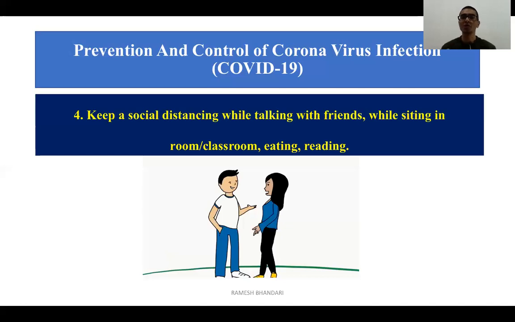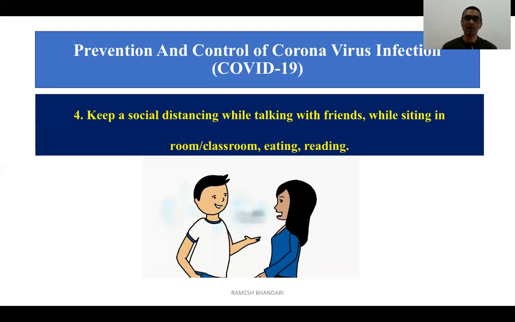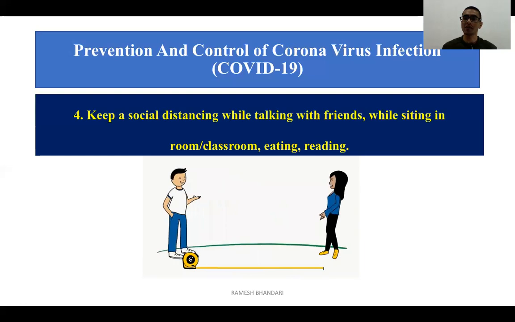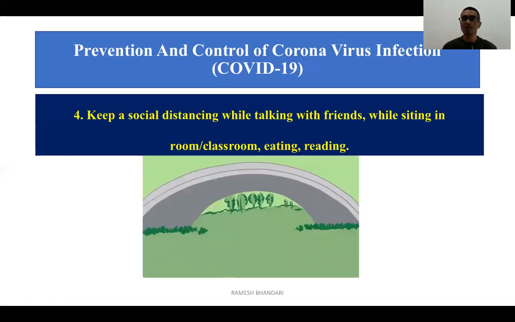So we should keep a social distance while talking with friends, while sitting in a classroom, or while eating. As shown in the video, the virus spreads through air droplets, or even through talking. Respiratory droplets are produced during coughing and sneezing, so we should keep a distance of around 1.5 to 2 meters from another person to prevent COVID-19 virus infections.